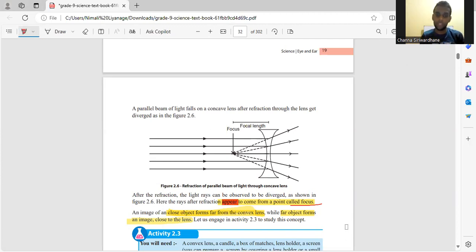The distance between the focus and the lens is called focal length. Now we know that. So now, right.